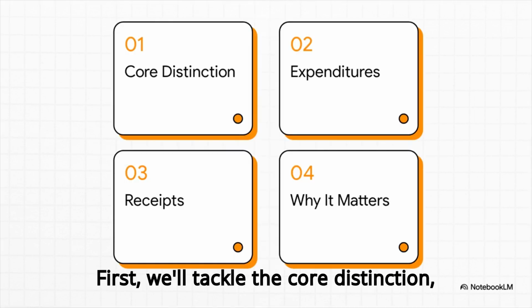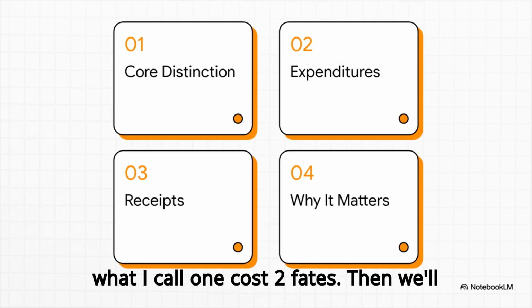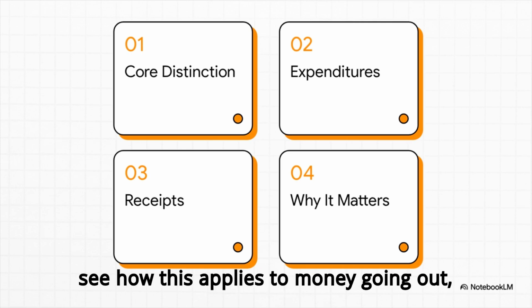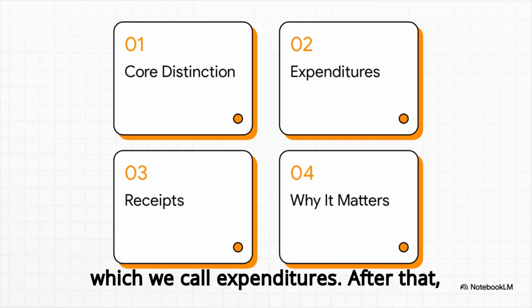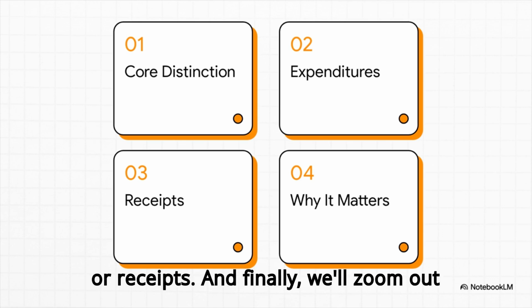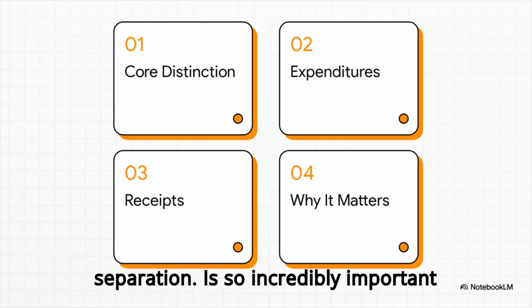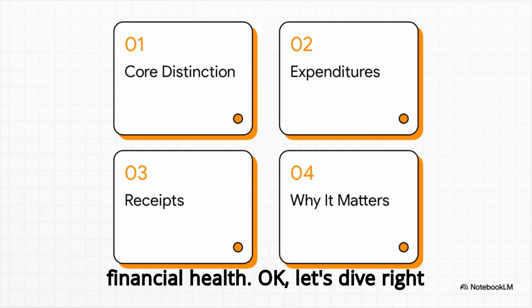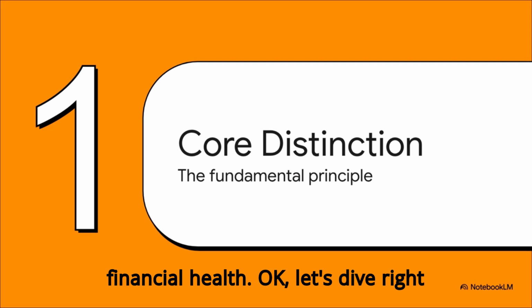Here's our game plan. First, we'll tackle the core distinction, what I call one cost, two fates. Then we'll see how this applies to money going out, which we call expenditures. After that, we'll flip it and look at money coming in, or receipts. And finally, we'll zoom out and see why this seemingly simple separation is so incredibly important for understanding a company's true financial health. Okay, let's dive right in.